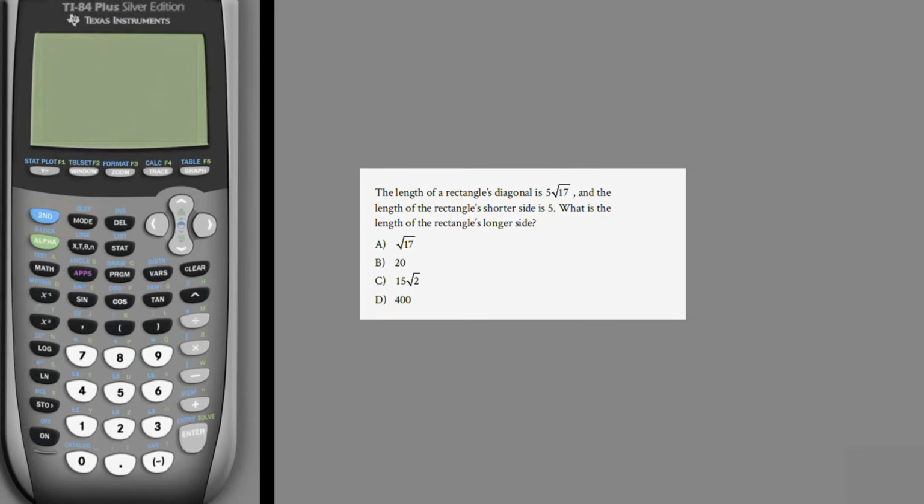In this video, we're going to learn how to solve this math problem easily and fast. So let's get started. The question says the length of a rectangle's diagonal is 5 with 17, and the length of the rectangle's shorter side is 5. What is the length of the rectangle's longer side?